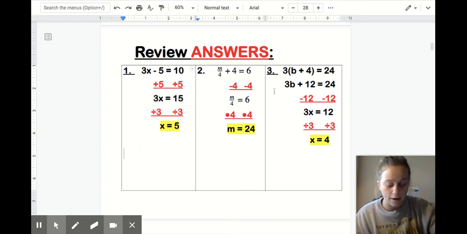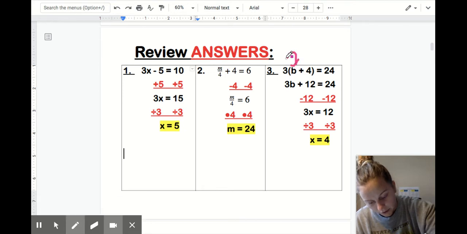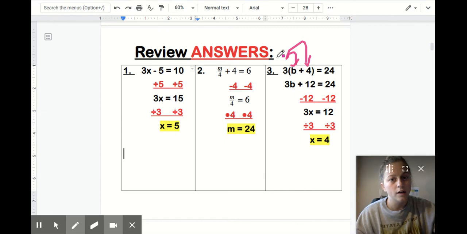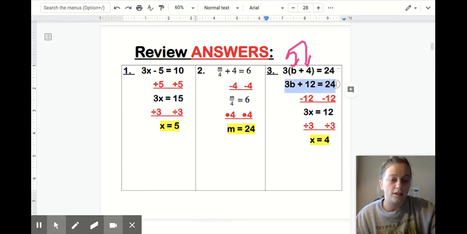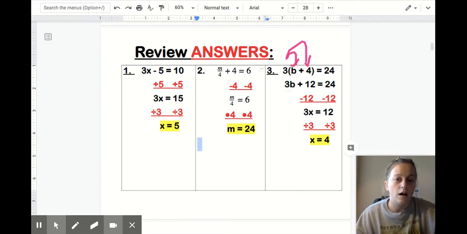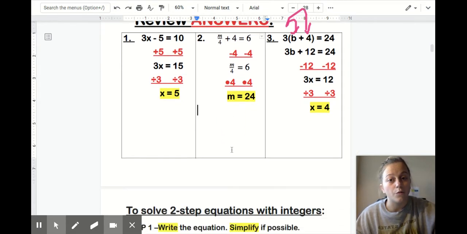Do not do that. As you can see here, I did the distributive property. So again, I multiplied the 3 times the b and then the 3 times the 4 to really get my new equation of 3b plus 12 equals 24. You could have just divided by 3 first and then subtracted by 4, and you still would have gotten x equals 4. But I did the distributive property first. Okay? So these are review.